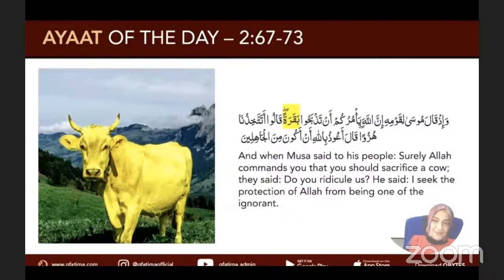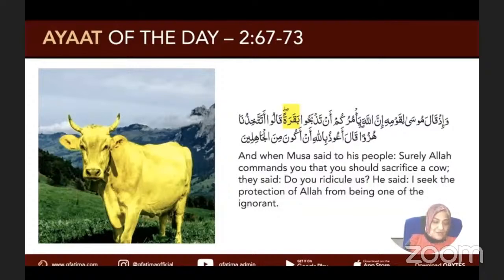So what was the story? A person was murdered and nobody knew who committed the murder. There was no evidence, there were no witnesses, and everybody in the town swore their innocence. We've not done this at all. So Prophet Musa goes to Allah and says, this is causing real problems here. Allah says, tell them to slaughter a cow. And that's when they say, to solve a murder, slaughter a cow? Are you serious? So now they're making it even more difficult.